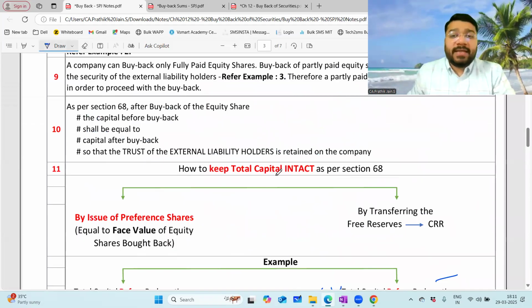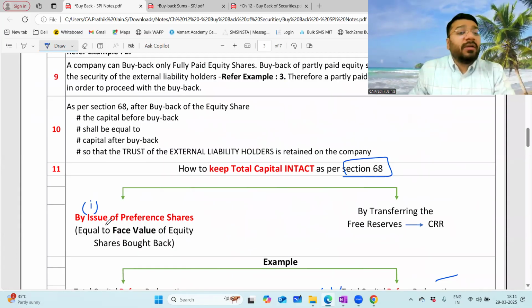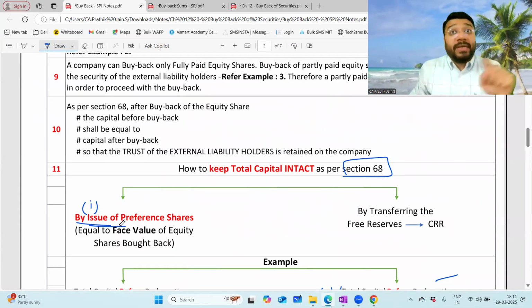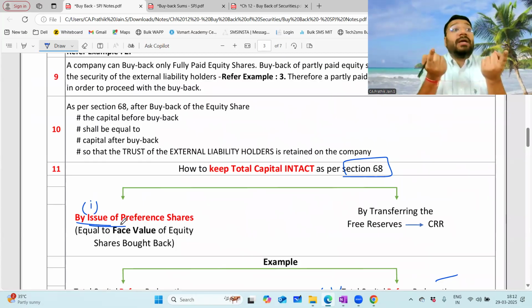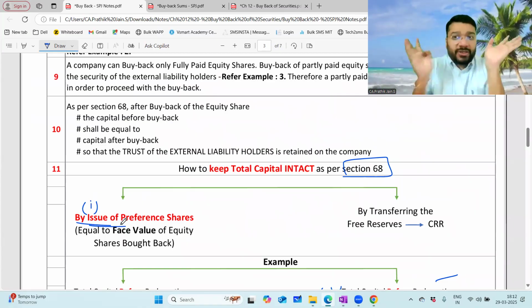So we come back here. It says that section 68 teaches us how the capital before buyback and after buyback should be kept intact. So the first option suggested by 68 is what? You can keep the capital intact by the process of issuing preference share capital, because for equity shares buyback, we cannot issue equity shares of the same kind. So the only option is preference shares.